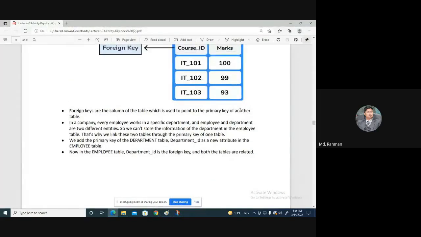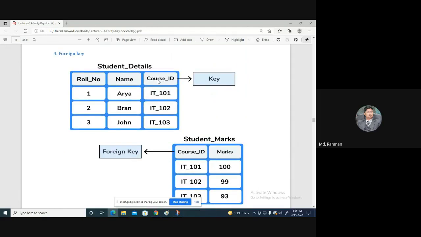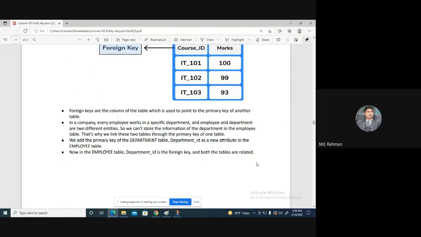What we can say, the foreign key is the column of the table which is used to point to the primary key of another table. That means it is a column in one table which is pointed out. For example, here it is a primary key, but it is pointed out in another table, and it is called a foreign key. In a company, if the employee works in a specific department, employee and department are two different entities, so we can't store the information of the department in the employee table. That's why we link these two tables through the primary key of one table.